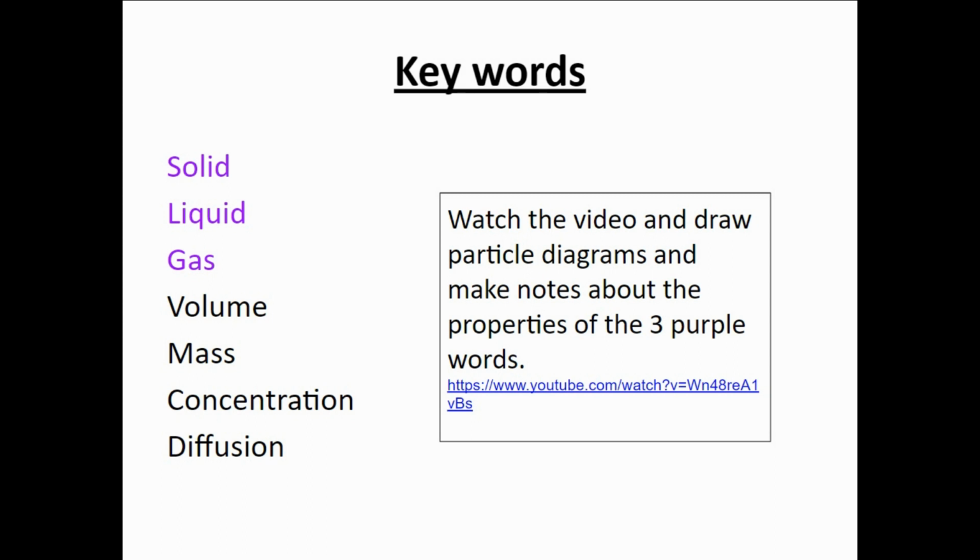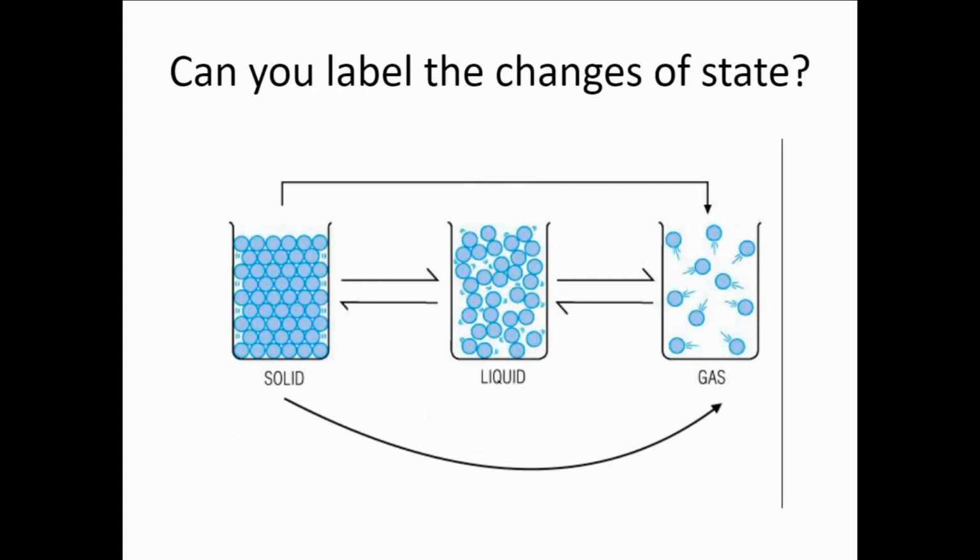You need to watch the video, draw particle diagrams and make notes about the properties of the 3 purple words. Let's see if we can label these changes of state. Pause the video and decide what each one of these arrows represents and write your answers on a piece of paper.